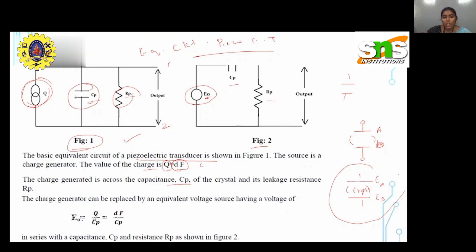Okay, E naught, you know the formula for output electric potential: E naught is equal to Q by Cp. And Q, you know, is already dF, that is the change in force. So in place of Q you can put dF by Cp. This is the equation for calculating E naught. So this is the overall equivalent circuit of the piezoelectric transducer.